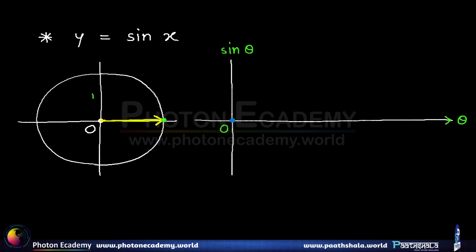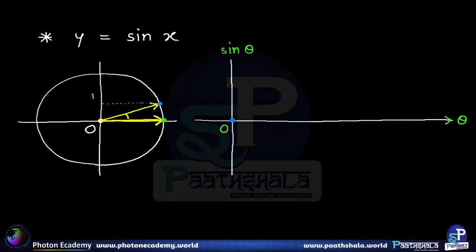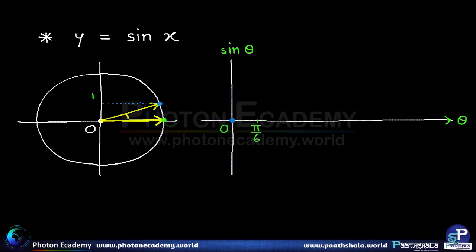Now let us make that vector rotate a little bit through an angle of 30 degrees. When it is 30 degrees, the tip is a little bit above the x-axis, so here we have the y coordinate coming as 1 by 2, because sine of 30 degrees is 1 by 2. So if you consider the angle of pi by 6, that is 30 degrees, its tip will be at 1 by 2.